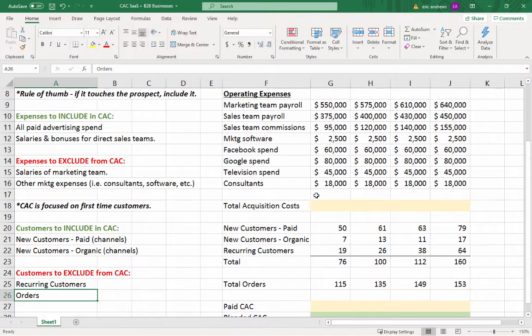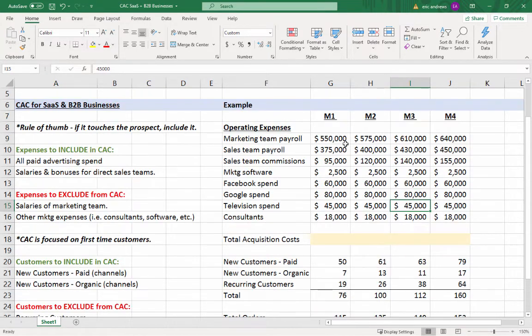Now let's walk through an example with some data I made up for a company that would be like a SaaS company or a B2B company, a business with a sales team. We're going to try to figure out what we include and exclude in CAC, and what customer data we include and exclude to figure out our paid and our blended CAC.